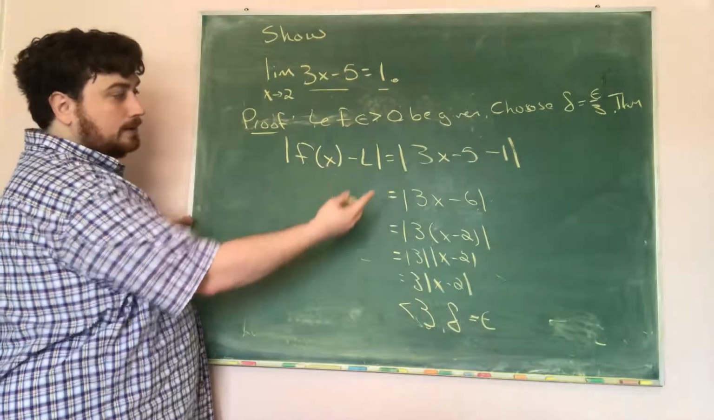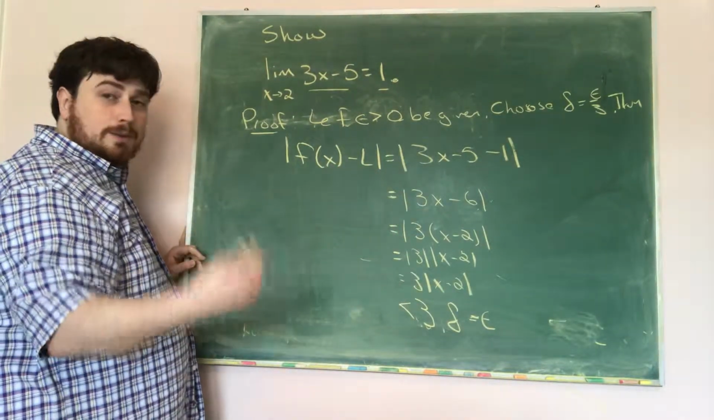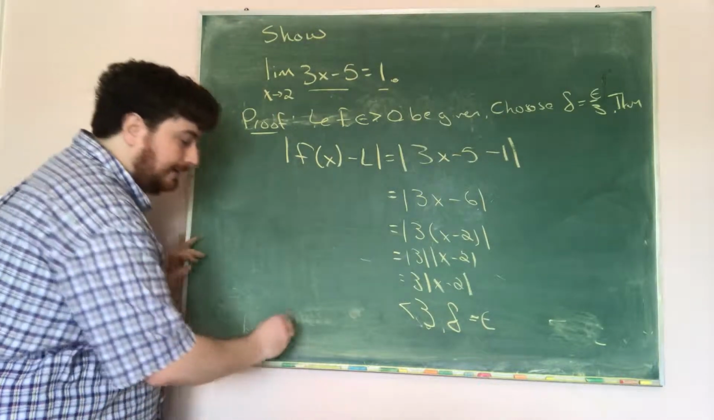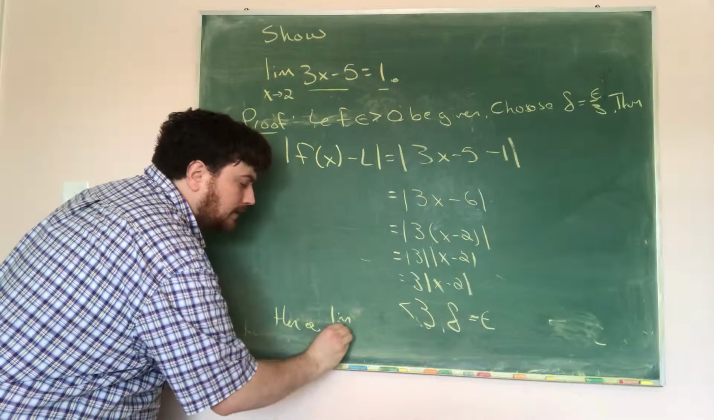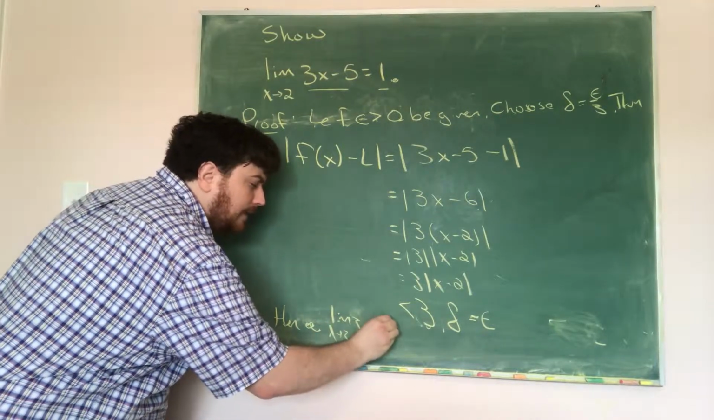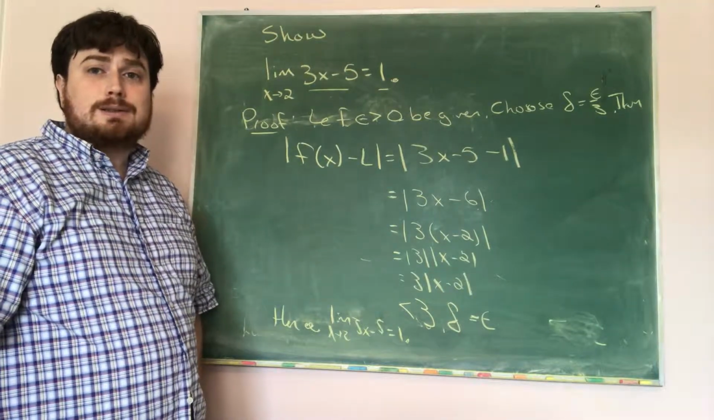Hence, we have exactly what we're looking for. |f(x) minus L| is less than epsilon if |x minus 2| is less than delta. Hence, we have shown that the limit as x goes to 2 of 3x minus 5 is indeed equal to 1 by the definition of limits.